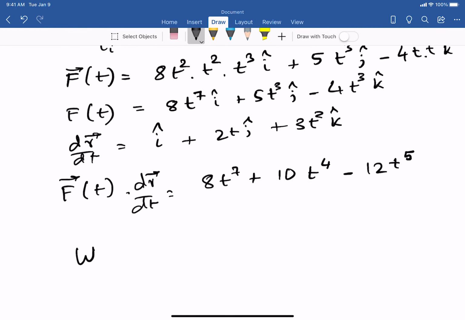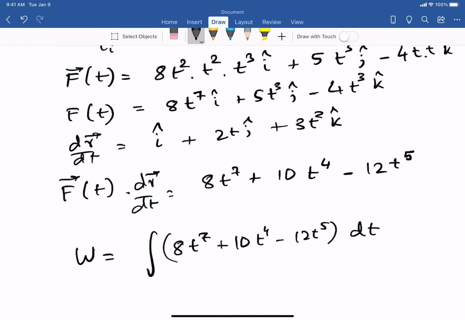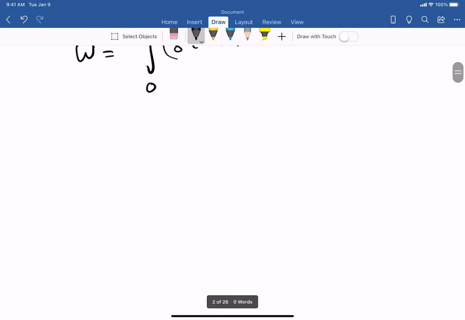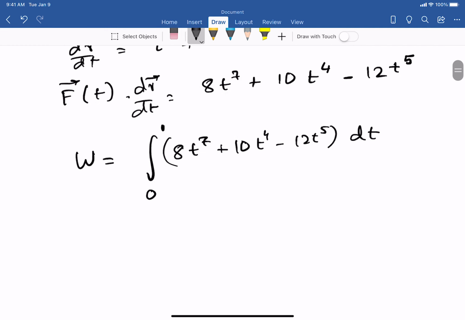So the final answer will be the integral of this quantity, 8t to the power of 7 plus 10t to the power of 4 minus 12t to the power of 5 with respect to the parameter t from the starting value of t, which is 0, to the ending value of t, which is 1. And I'll just let you do this integral on your own. And if you work it out, and assuming I did all this algebra correctly, the final answer should be 1. And that is how you integrate a vector field in 3 dimensions.